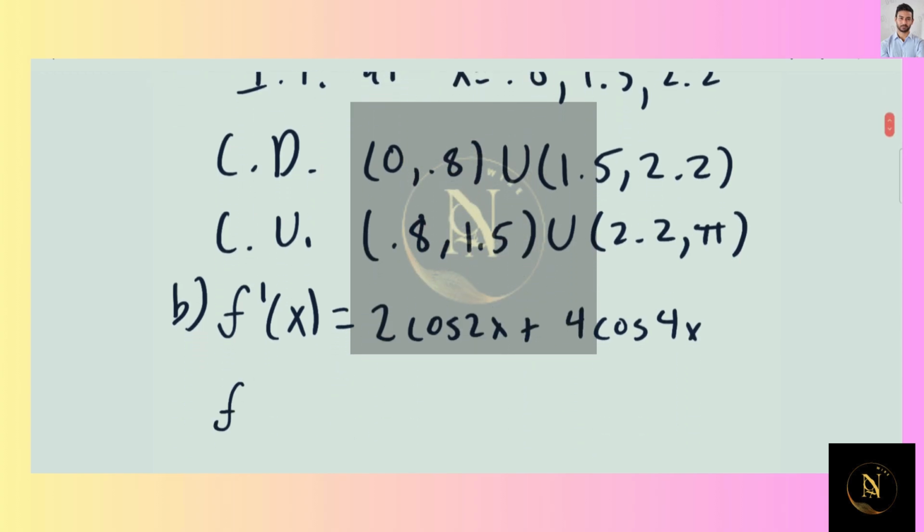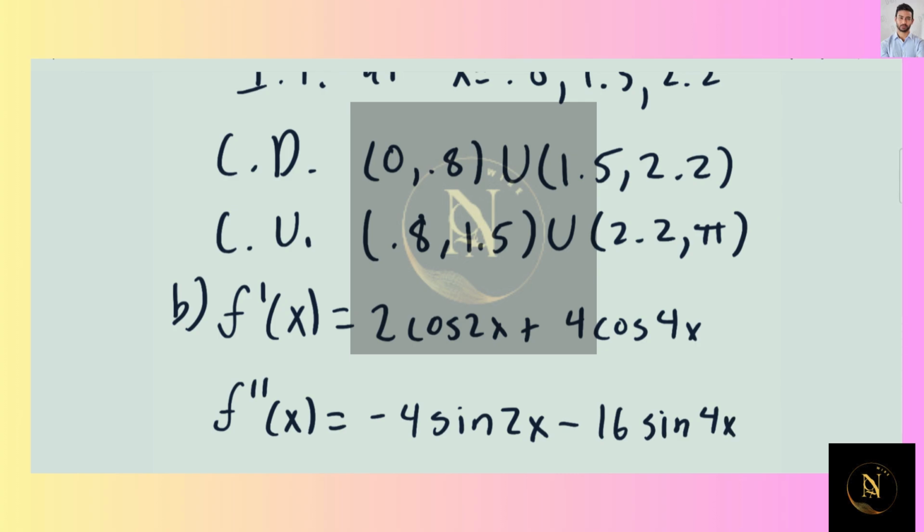And then to find the second derivative, we're going to use the chain rule again. And the derivative of cosine is negative sine. So we're going to get negative 4, since we have to remember this 2, sine 2x minus 16 sine of 4x. And now we're going to use a graph of this function to get a little bit better estimate of the intervals of concavity and inflection points.